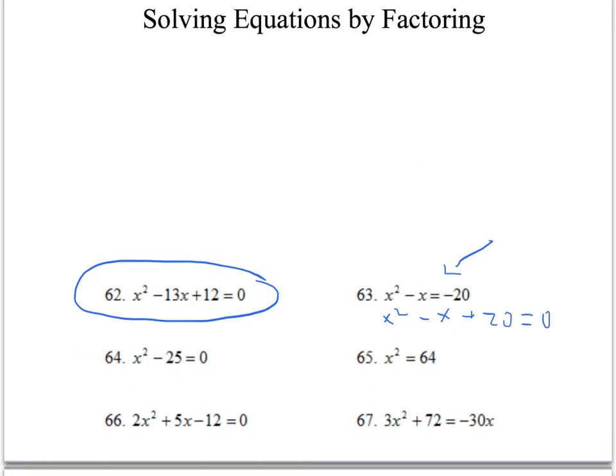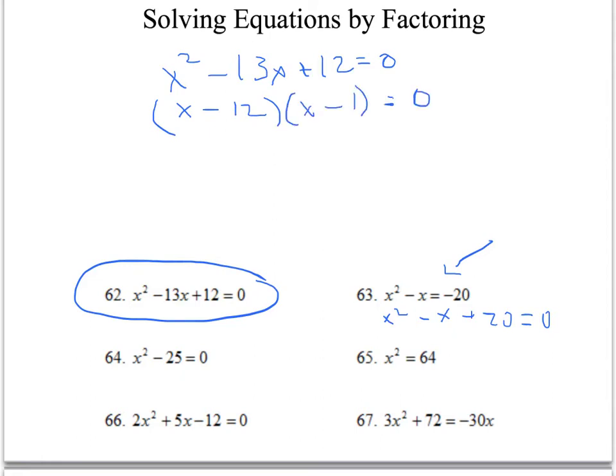Once you set one side equal to 0, I'll just take number 62 as our example. X squared minus 13x plus 12 equals 0. And I'm going to factor that into x minus 12, x minus 1 equal to 0. Now, x minus 12 I'm going to set equal to 0, and x minus 1 I am also going to set equal to 0, and we're going to get two answers here.